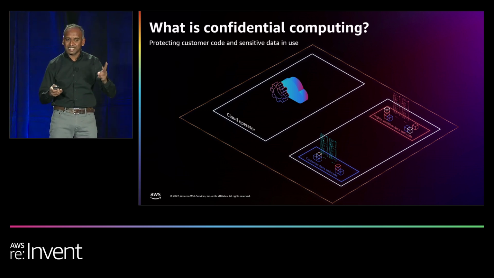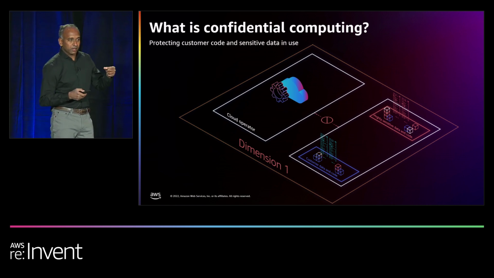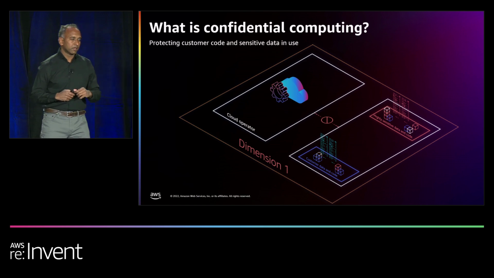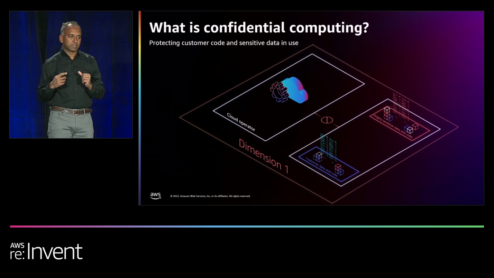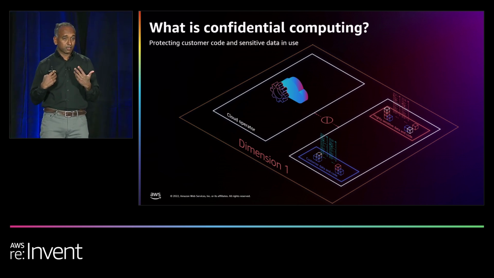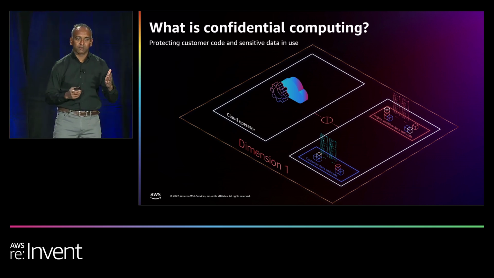There are two distinct security and privacy dimensions that customers are most concerned about when we talk about confidential computing. Dimension one is where customers want to protect their code and data from operators on the cloud provider side, which is AWS in this case. So you have your code and data running on your instance. You want to protect it from the operators on the cloud provider side. The good news is with our Nitro system, with all of our Nitro-based instances, you get that protection by default.